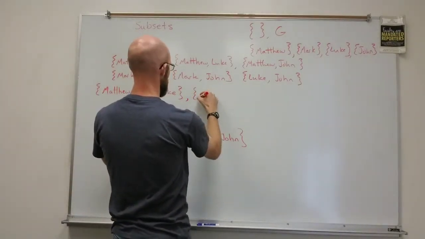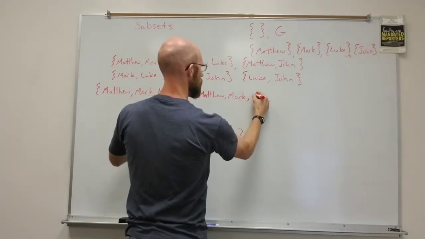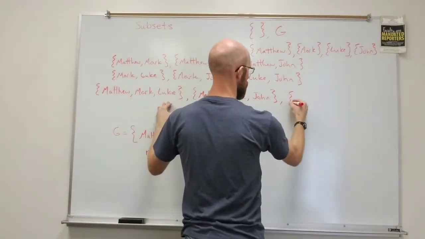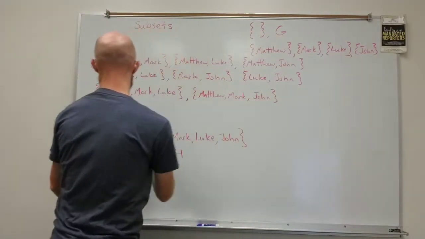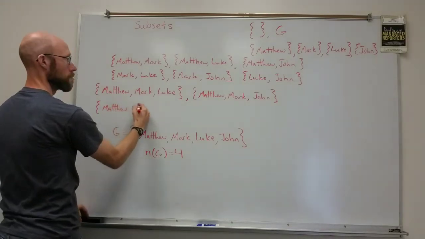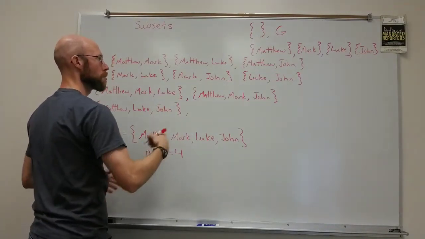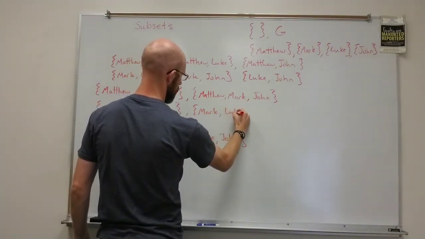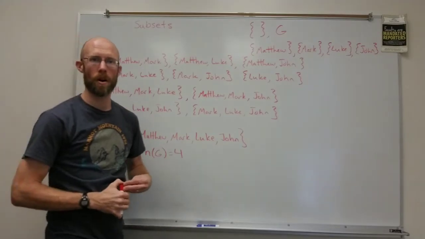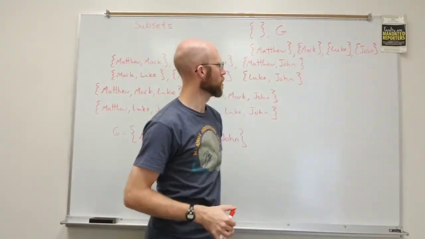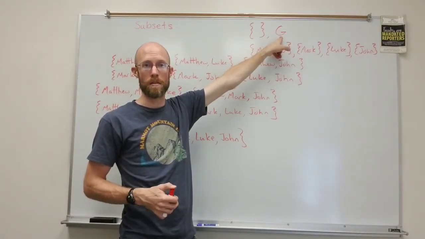So we've got Matthew, Mark, Luke, Matthew, Mark, John. We have Matthew, actually, I'm going to run out of room right there, let's take that down here: Matthew, Luke, John, and Mark, Luke, John. Okay, so it appears that that's everything, right? That's all subsets with no elements, all subsets with one element, all subsets with two elements, all subsets with three, and then we have the set itself, which is the only subset of four elements.